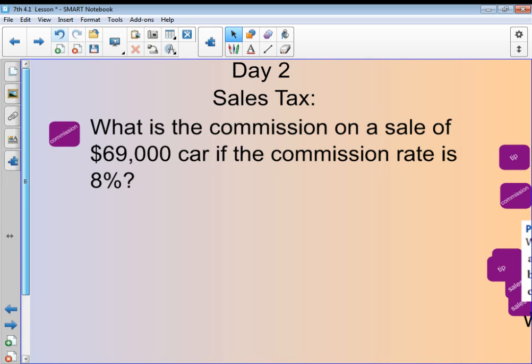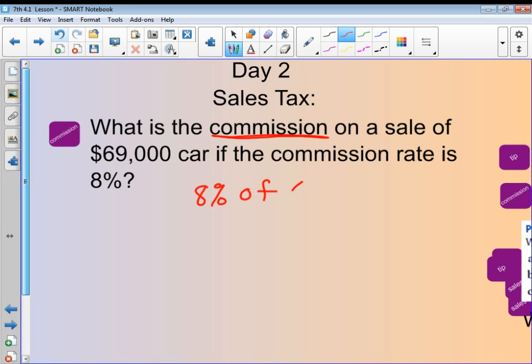So here it says, what is the commission on a sale of a $69,000 car if the commission rate is 8%? So we're still using the same concept, it's just now they're using the word commission. So this is how much somebody is gonna get paid for selling that car. We wanna find out 8% of $69,000. Okay, so 0.08 times 69,000.